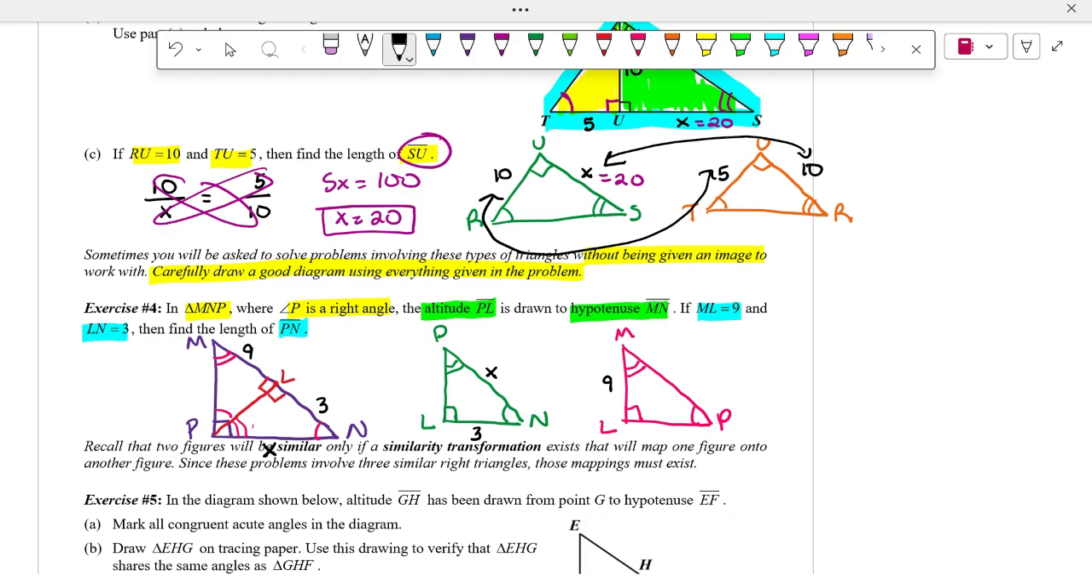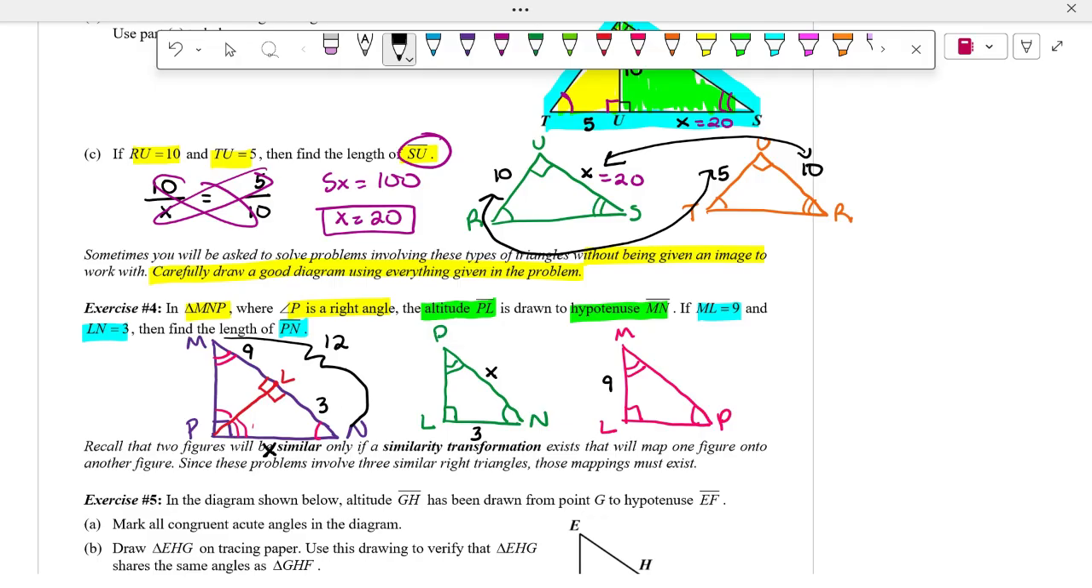Now, keep in mind that technically this side is equal to what? 12. So we can add the 9 and the 3. So which of the two triangles would be most beneficial to use? The green and the purple. All right, because I have enough information.